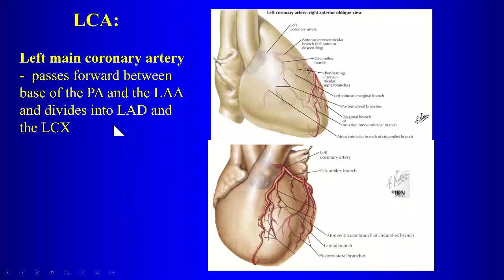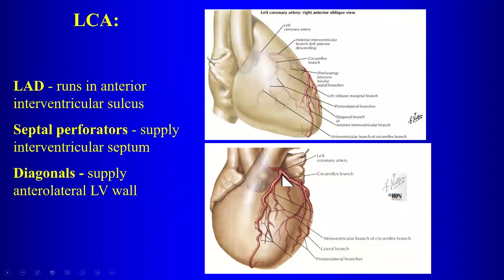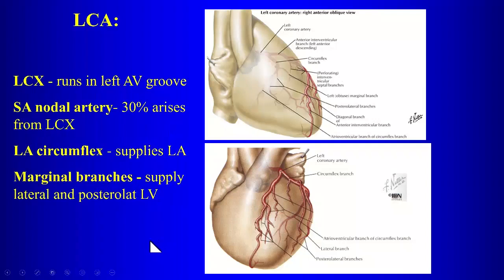So let's talk about the anatomy now of the left coronary artery. We have the left main coronary artery that's going to divide into the LAD and the circumflex coronary artery. So the LAD runs in the anterior interventricular groove, and then it supplies the small branches that go down into the interventricular septum. Those are called the septal perforators. And then you have these branches that come off that supply the anterior wall of the left ventricle. Those are called the diagonal branches of the left coronary artery.